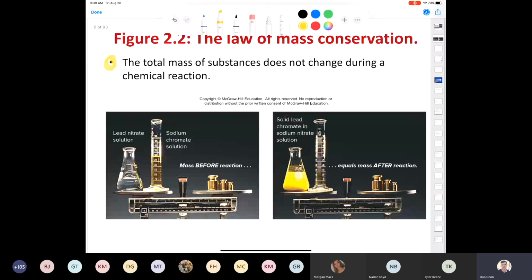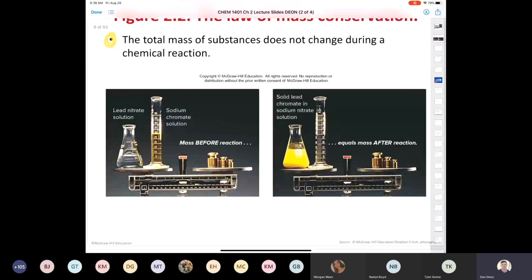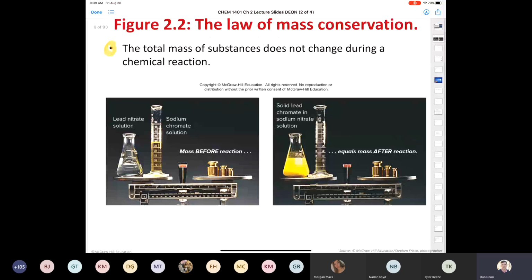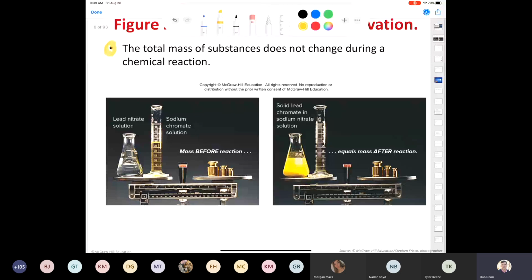And you can see that there's a chemical reaction going on right here on this slide. There's a balance here. And what they're doing is taking an Erlenmeyer flask that has a solution of lead nitrate, and then a graduated cylinder with some sodium chromate in it. You're like, well, what's lead nitrate and what's sodium chromate? We're going to get to that, okay?